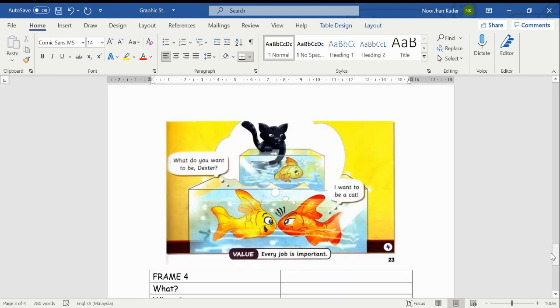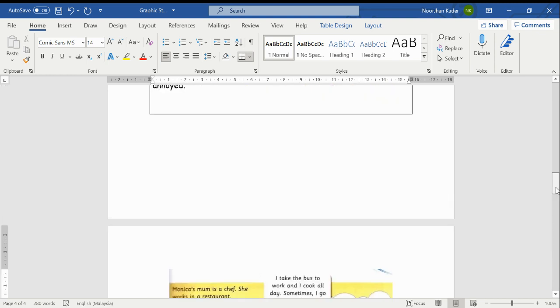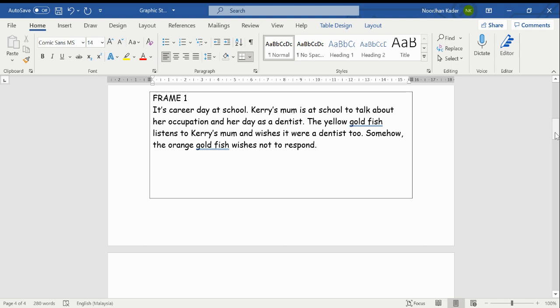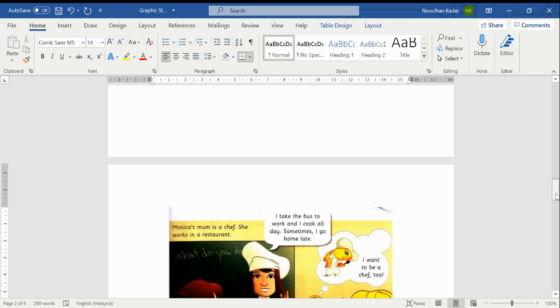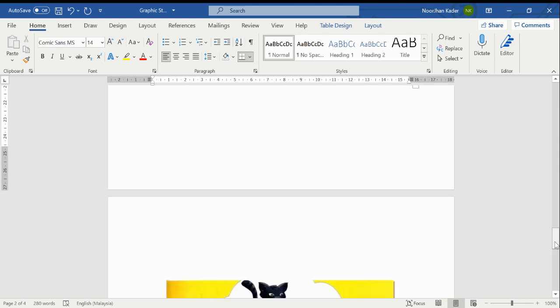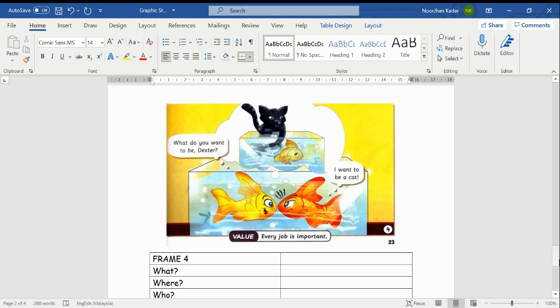Okay, let's look at the fourth one. Is the fourth frame the same picture as the three frames before? Okay, let's check. The first frame, the second frame, third frame. Is the third frame the same? No. And this is the last frame. When the fourth frame is different from the other three frames, it means there's a twist in the story in the visual storytelling.